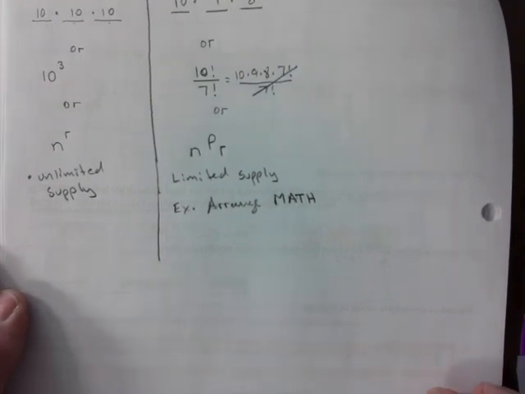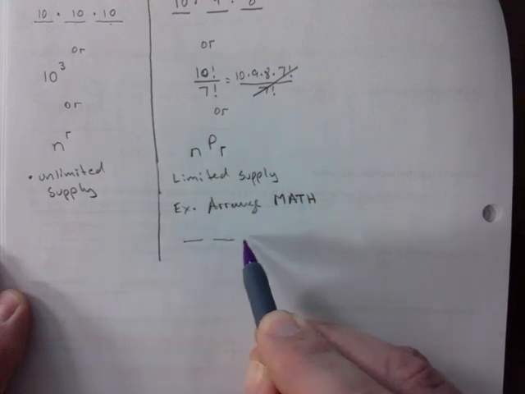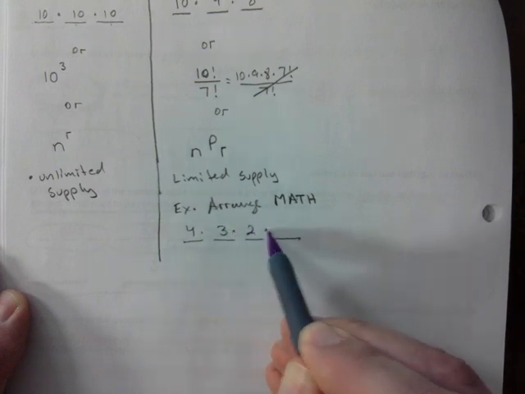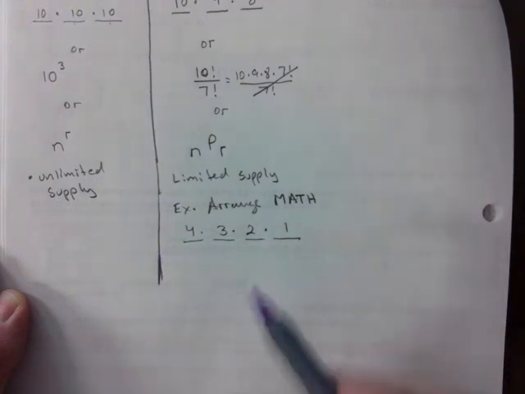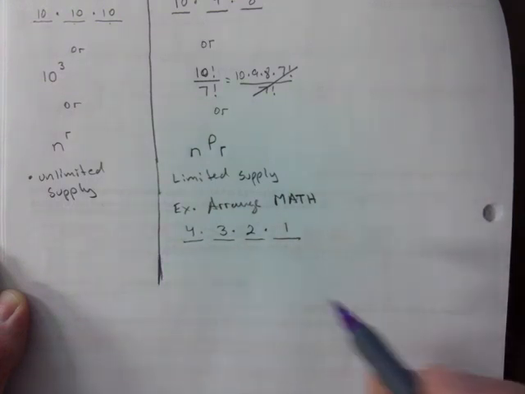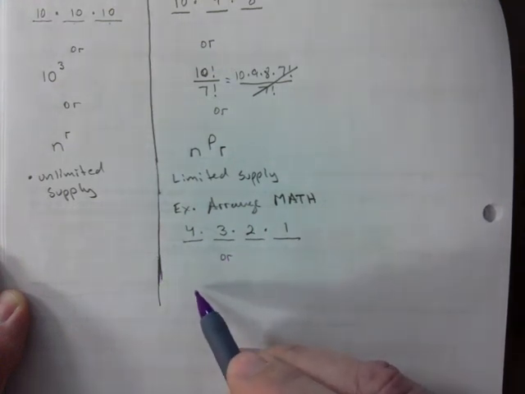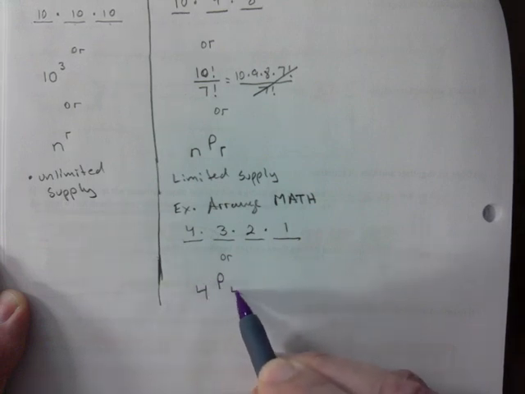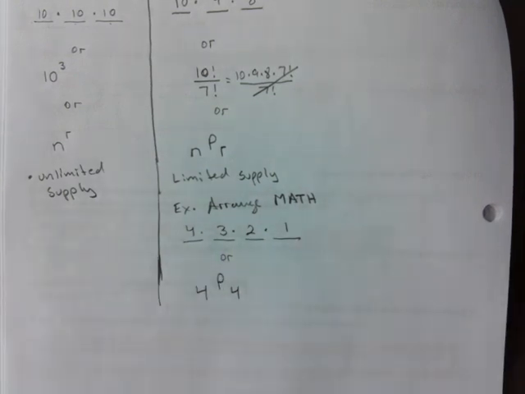Arrange math, and then you could use the fundamental counting principle, no problem, right? Where you start with 4 times 3 times 2 times 1, right? You're essentially using up all your options and you're having as many slots as you have options. So this would be, in permutation notation, 4P4, right? Because you're using up all slots. So it's a bit weird to think of it that way, but it is 4P4, right?